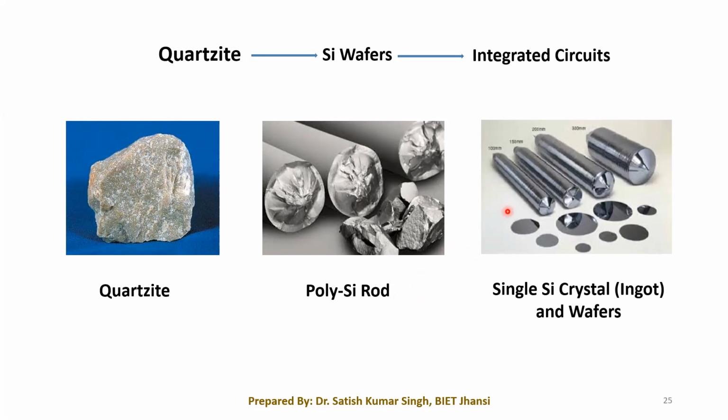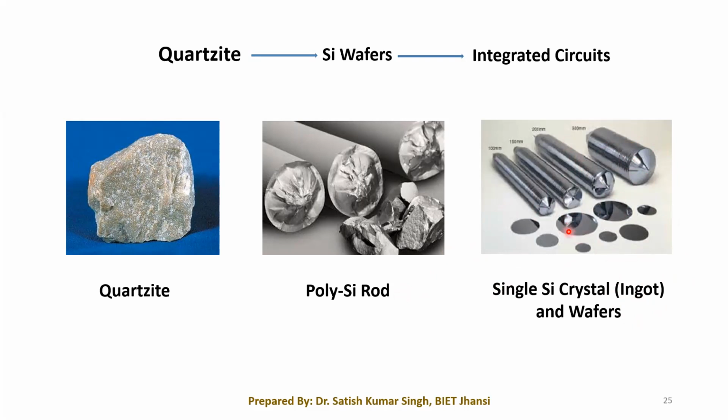So what we need is a single silicon crystal. You will find this terminology again in the books. This particular thing is called an ingot. The cylindrical shape of this single silicon crystal is generally called an ingot. Out of this ingot, we need to cut the wafers, right?